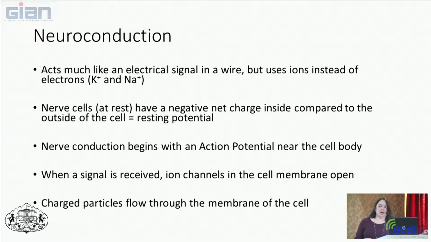So they're just hanging out waiting for something to happen, and along comes an action potential. This is their signal that they're going to get ready to work and pass information along. So when a signal is received, there are ion channels in the cell membrane of the neuron that open up. And when they open up, charged particles flow into the inside of the cell.